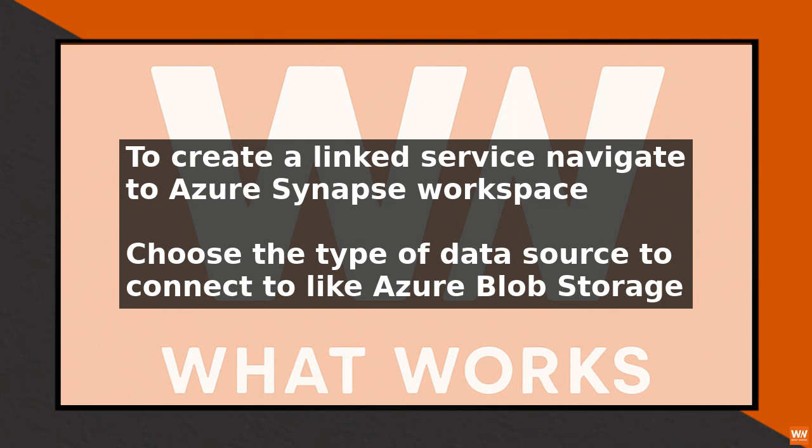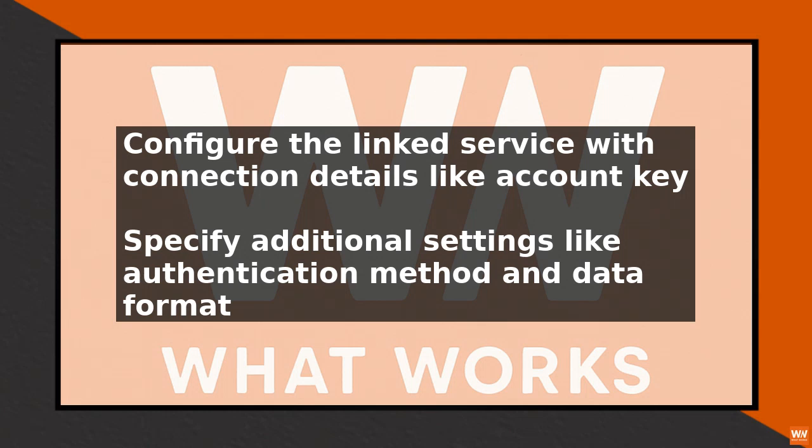Step 3. Authenticate the link service. Authenticate the link service by providing the necessary credentials, such as a username and password or an access key. You can also use Azure Active Directory Authentication or Managed Identity Authentication.